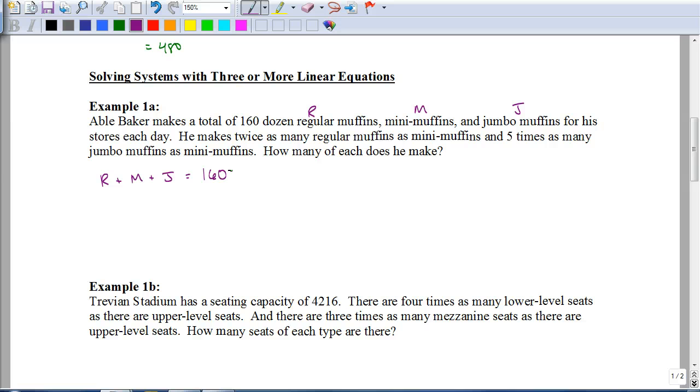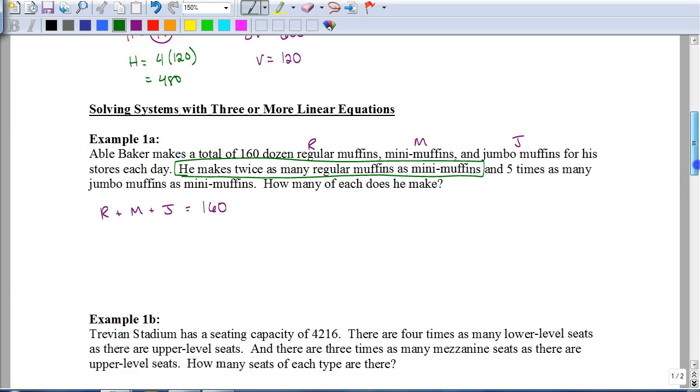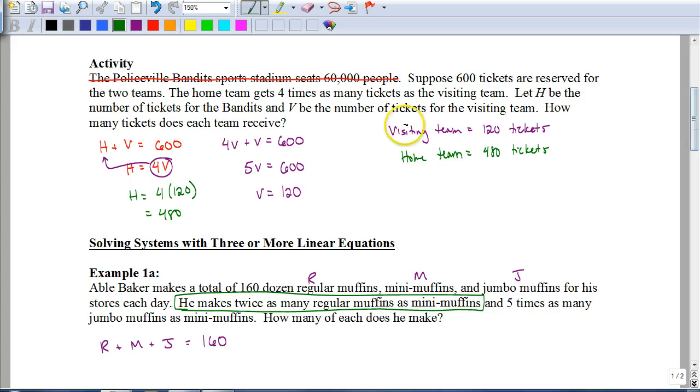Now let's look at the next sentence. He makes twice as many regular muffins as mini muffins. That's going to be an equation, but be very, very careful. Look at the previous problem. The home team got 4 times as many tickets as the visiting team. So it was clear that the home team was going to get more. And how many more? It's going to be 4 times more than the visiting team. So it was H equals 4 times V.